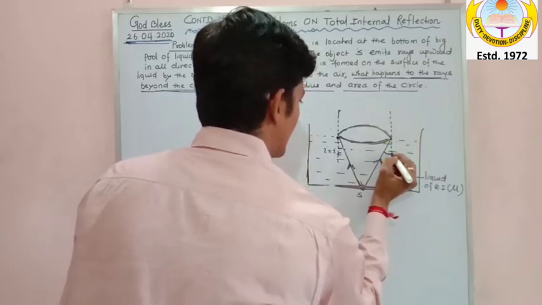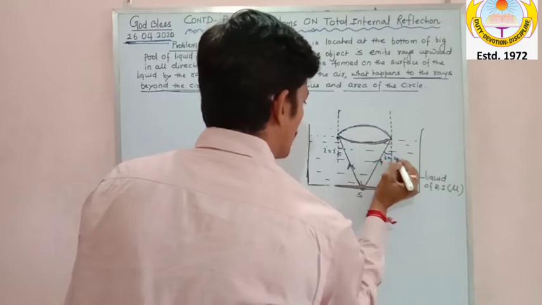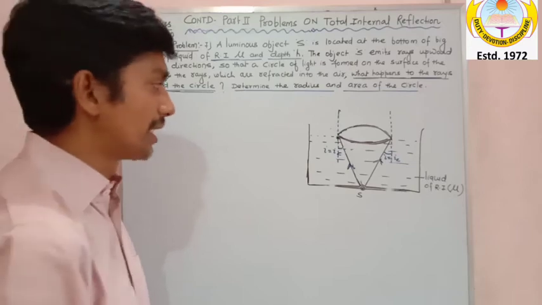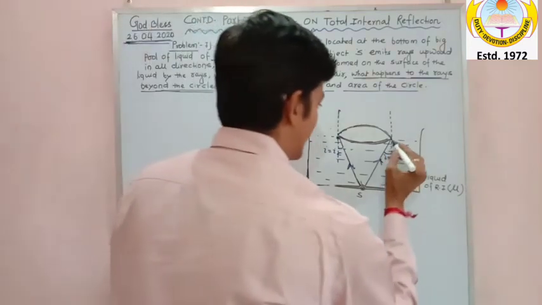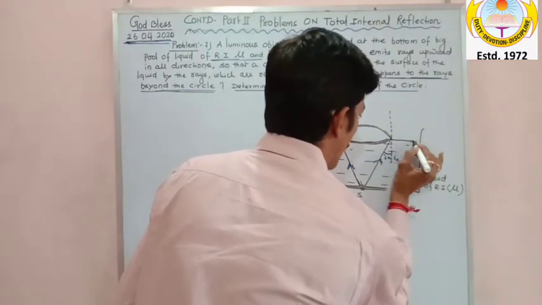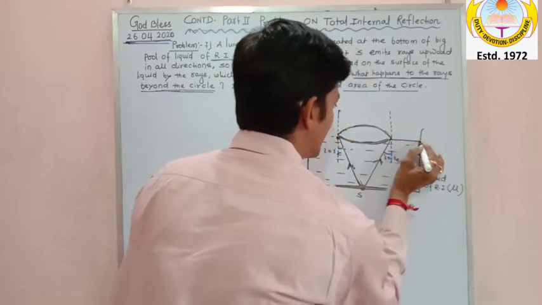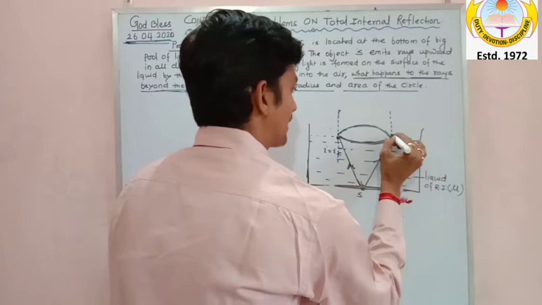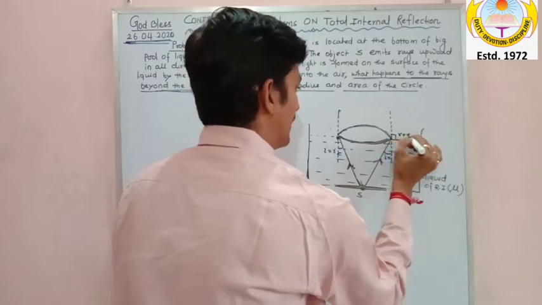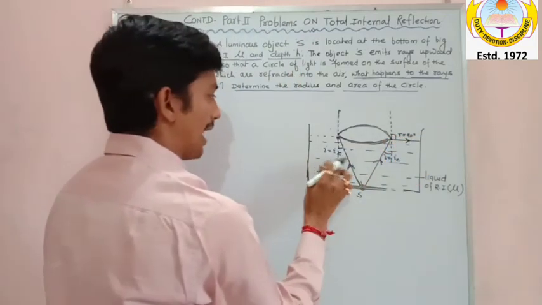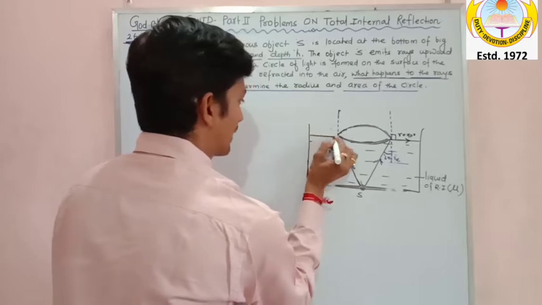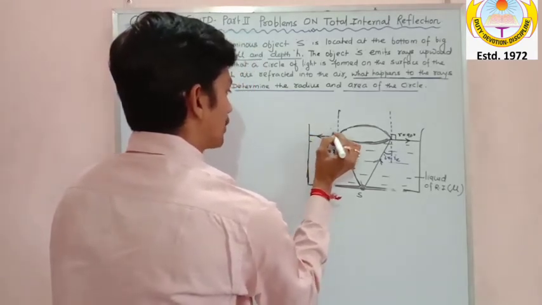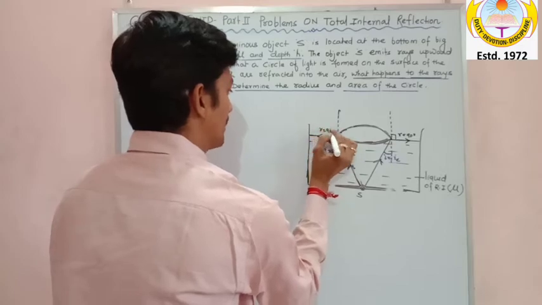So as soon as this angle I is equal to IC, you all know what will happen at this time. The ray will be refracted along the surface of water like this. Here the ray will refract and make an angle of refraction of 90 degrees. Similarly, here also I is equal to IC, the ray refracts along the surface like this, and here also the angle R is equal to 90.